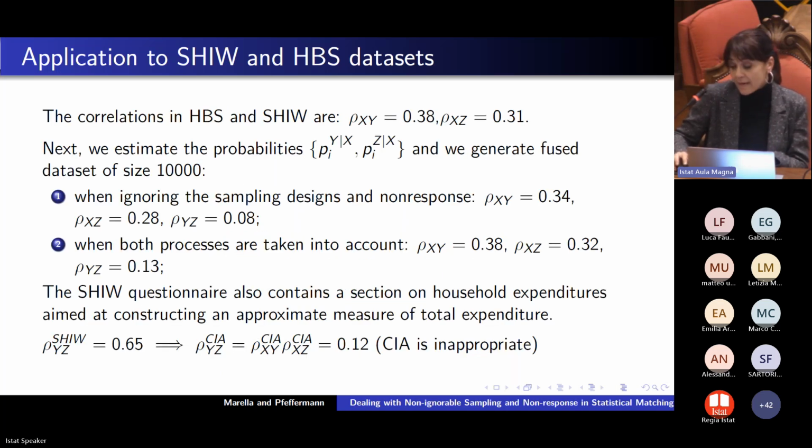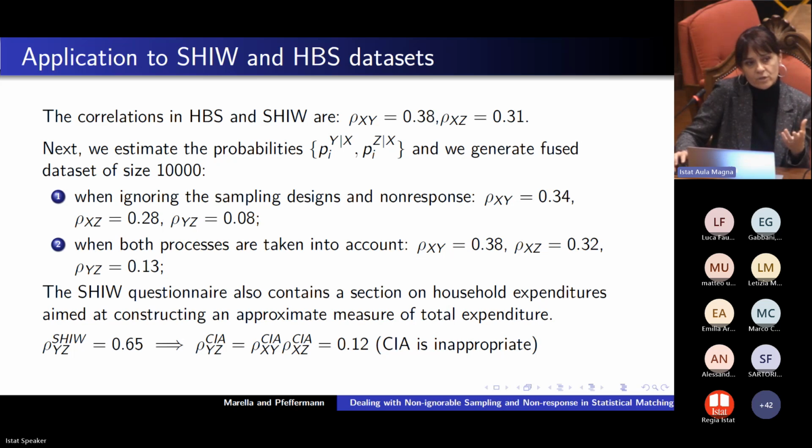And finally, with regard to correlation, notice that in HBS and SHIW, the correlation between X and Y and X and Z is equal to 0.38 and 0.31. And then we estimate the conditional probabilities of Y given X and Z given X. We generate a fused data set, and then we consider two scenarios. In the first one, we ignore the sampling design and the nonresponse, and we obtain this correlation.